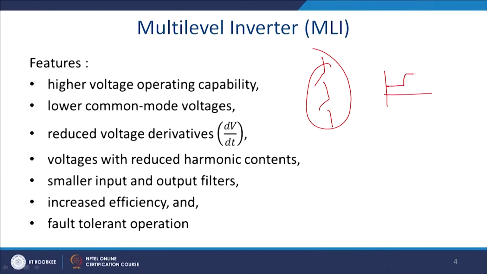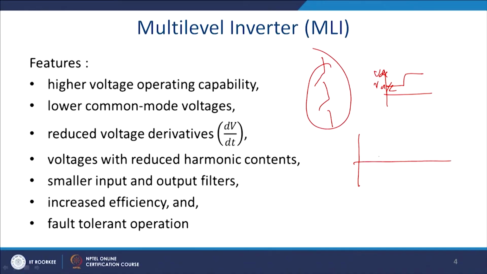Since it works in voltage steps, instead of applying VDC it can apply VDC by 2, like this. So, we can see that the rate of change of voltage with time is less compared to the 2 level inverter.